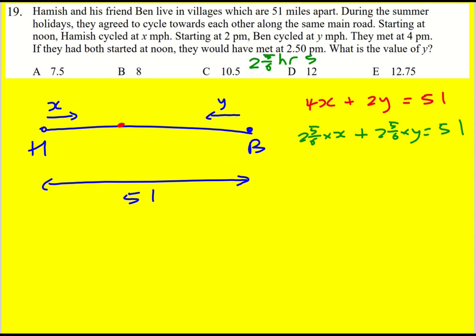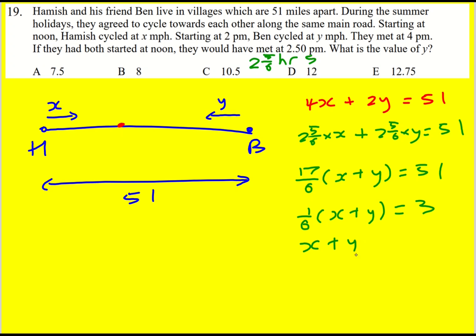All right, so I can actually factorize the 2 and 5/6 out, and maybe I write it as a mixed number. So that's going to be 17 over 6 times x plus y equals 51. Okay, so I'm just going to play around with this one before I bring in the red one, because this one's a little more awkward. So I can times through by 6 and divide through by 17. Actually, I'm going to divide through by 17 first, because 17 goes into 51. Okay, so it's no longer awkward. X plus y is going to equal 18.